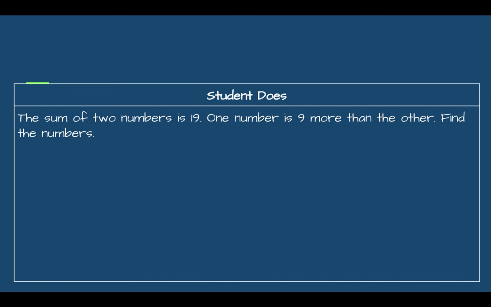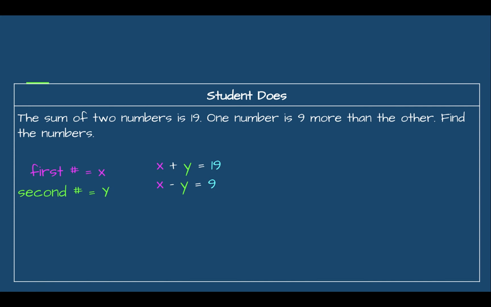Pause the video and see if you can figure out what the two numbers are. Let's check. So first and second number, x and y. Here are our two equations. Now, the first one you probably got, x plus y is 19. The second one, be careful.